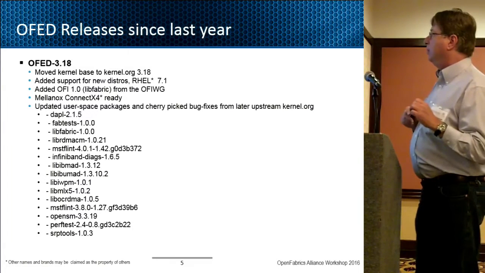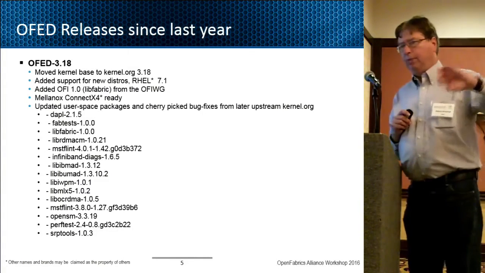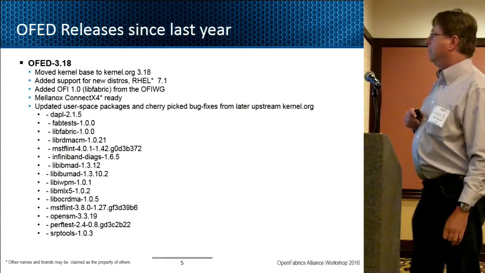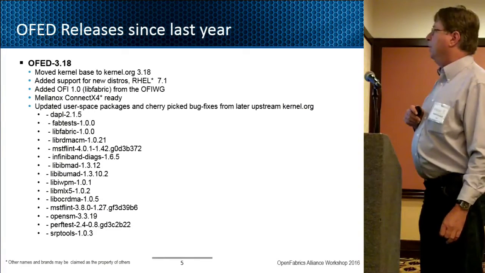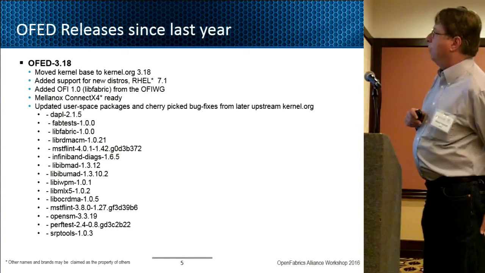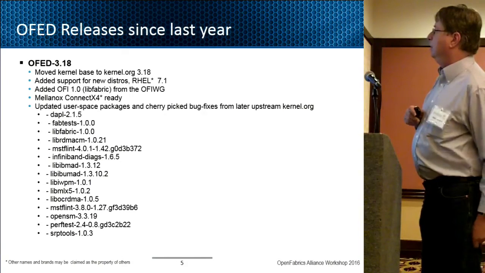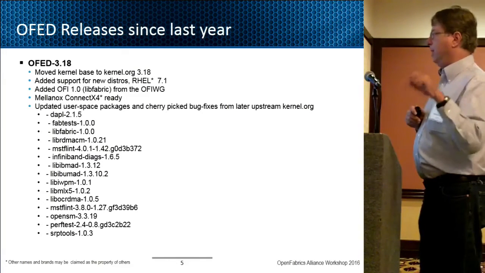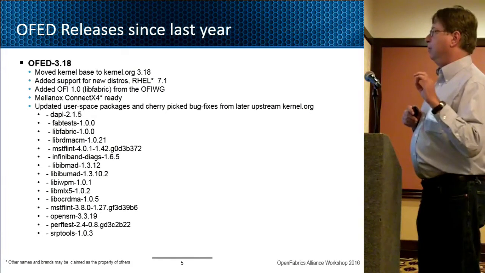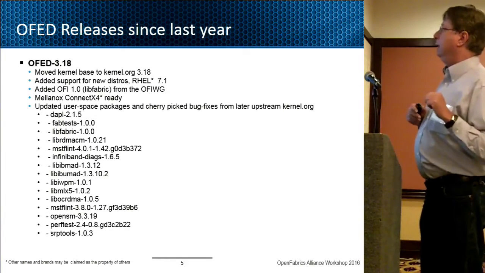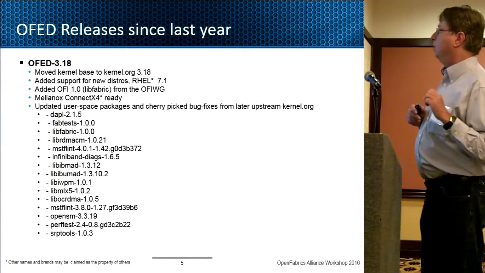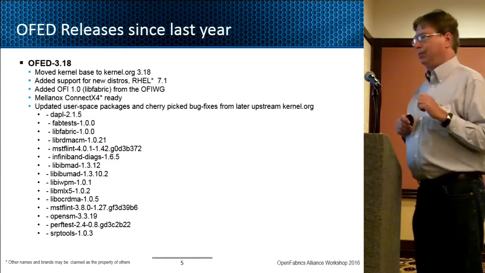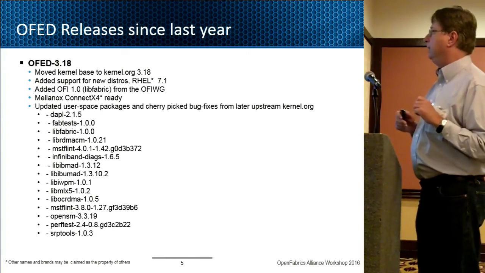And in that release, in addition to the ones we had before, we also added support for some of the Red Hat 6 series and SLES 11 series. We added support for Red Hat 7.1. We did pull in the OFI 1.0 libfabric package. That was one of the big features. And then for the Mellanox ConnectX-4, the driver code had already been pre-staged upstream, so it was ConnectX-4 ready at 3.18, even though the ConnectX-4, I believe at that point, wasn't fully released by Mellanox. And then there's the list of all of the various user space packages that had been updated for 3.18.